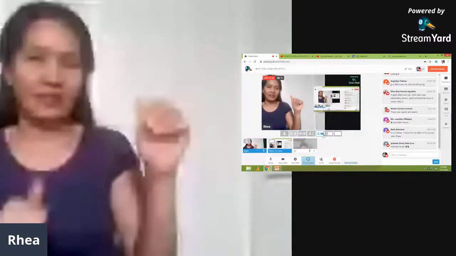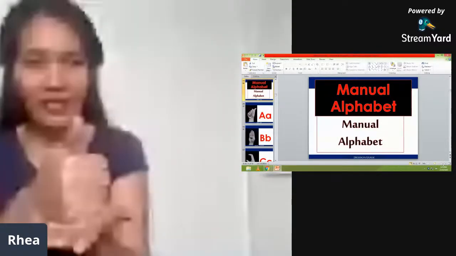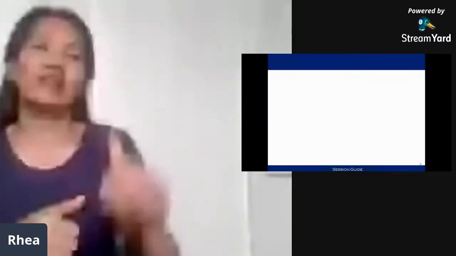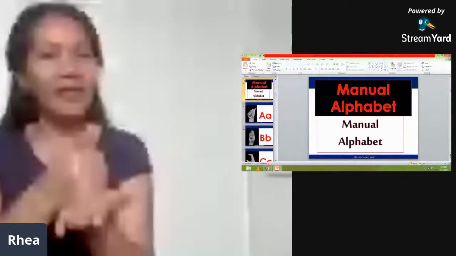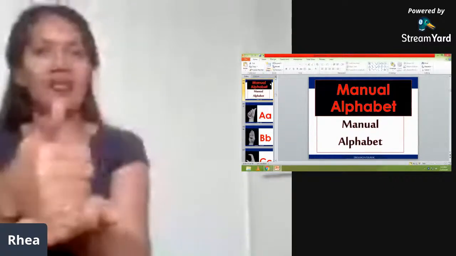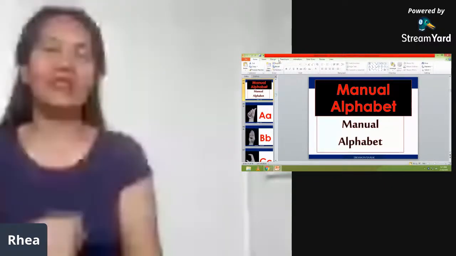You might be asking about both hands. If you are a left-handed person or a right-handed person, it's okay. Doesn't matter. A. Close your fingers, but the thumb is at the side. This is for letter A. Letter A, sa COVID-19, kailangan natin siya. It would be related to the word aid. Help. That is aid. Okay? A. Aid. This is helping you and helping me.